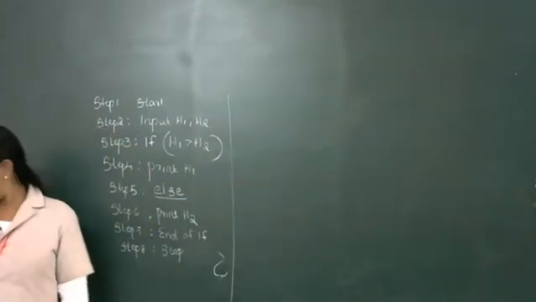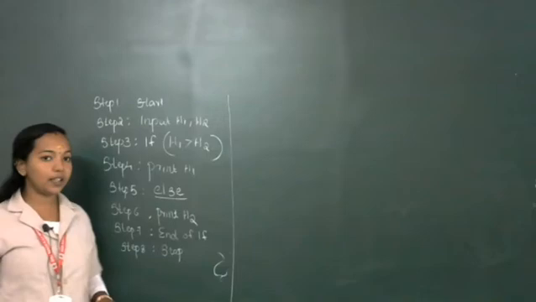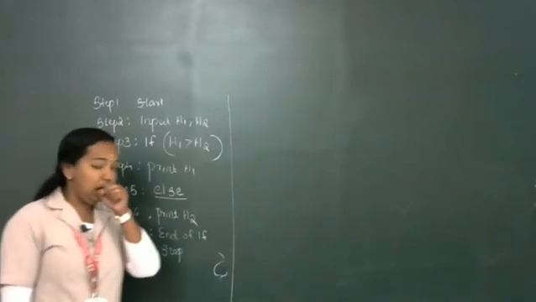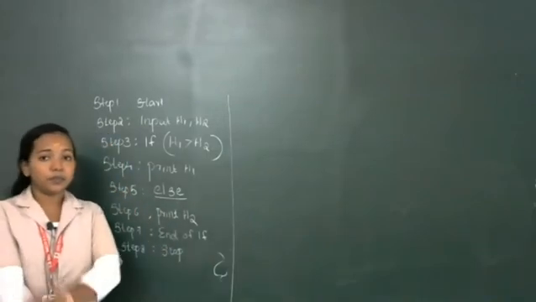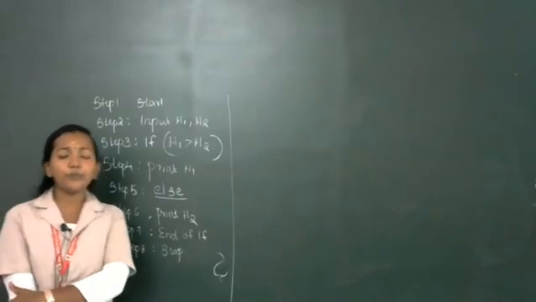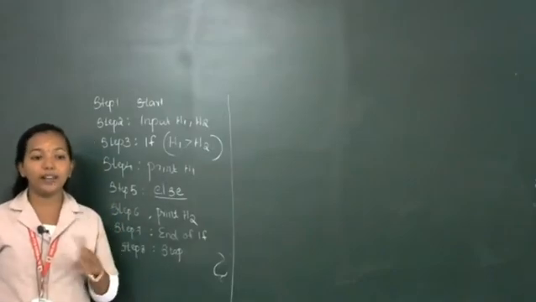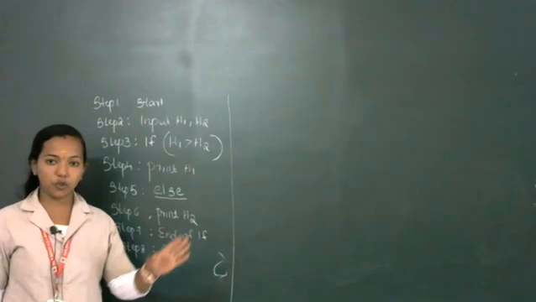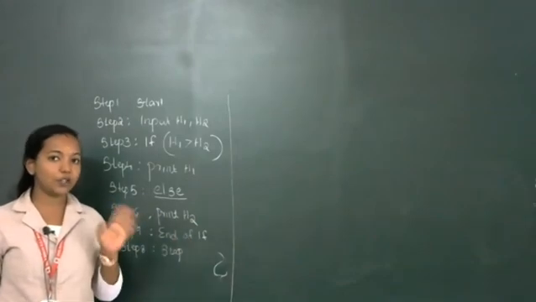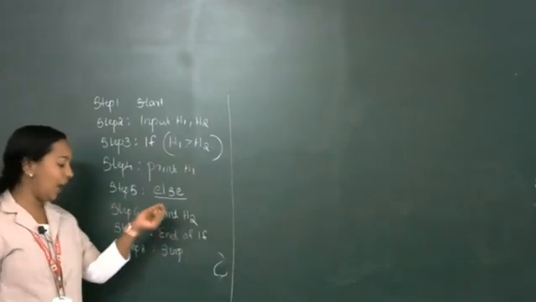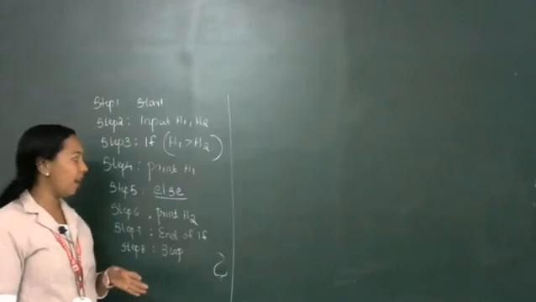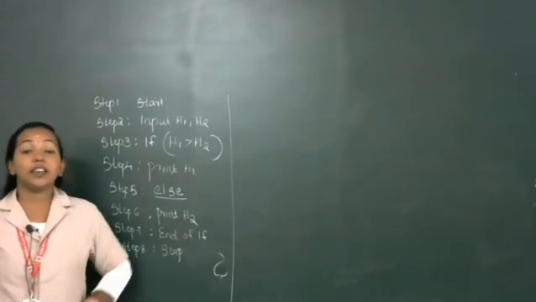Clear? So the total number of steps is 8. So what is the first step? Start. Then after that, you want to input two variables, h1 and h2. h1 to represent height of the first student, h2 height of the second student. Then after that, we are checking the condition.